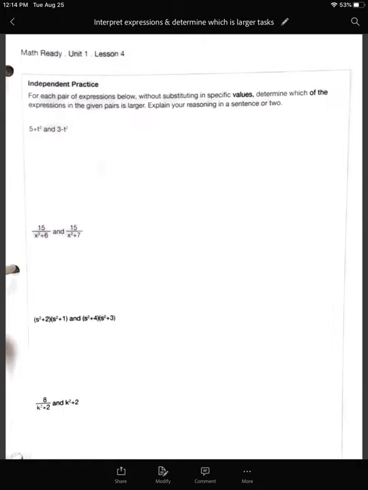Okay, for each pair of expressions below, without substituting in specific values, determine which of the expressions in the given pairs is larger. Explain your reasoning. The first one is 5 plus t squared, and the other expression is 3 minus t squared. Well, they both have t squared in it. The difference is, on the first one, t squared is being added to 5. So let's just say that's $5. You've got $5 and you're adding t squared to it.